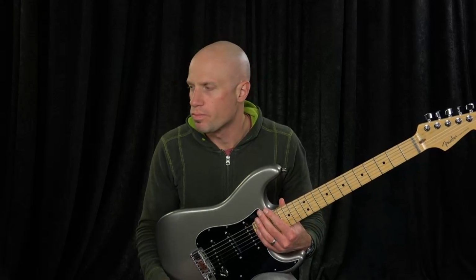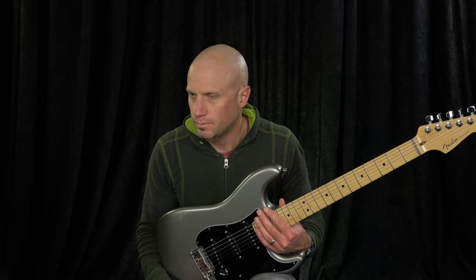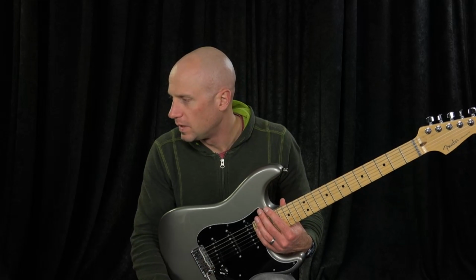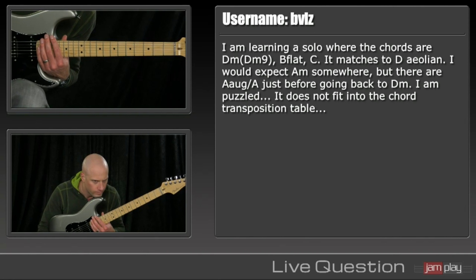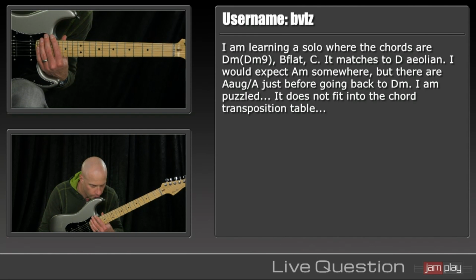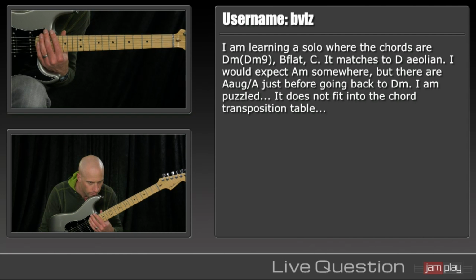Okay, we've got a couple of questions here, a little in-depth. First one's from BVLZ. I'm learning a solo where the chords are D minor or D minor 9, B flat, and C. It matches to D Aeolian. I would expect A minor somewhere, but there is A augmented just before going back to D minor. I am puzzled. It does not fit into the chord transposition table.